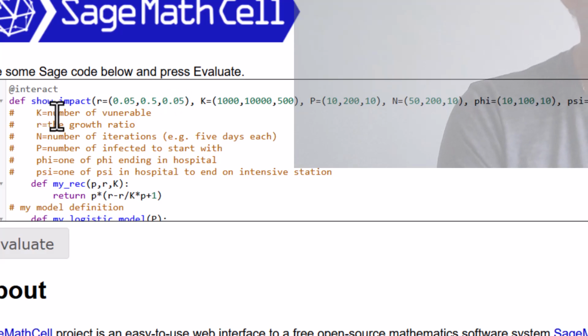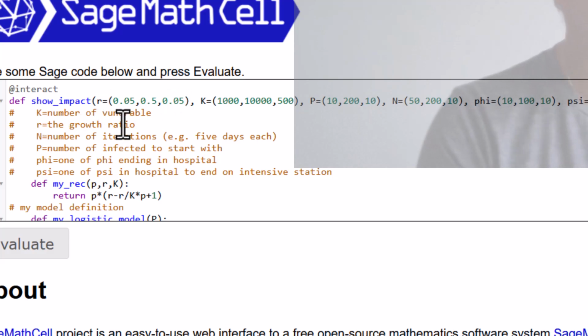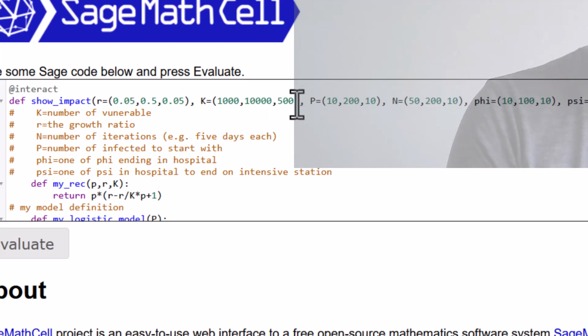And now what the parameters say: K is the number of vulnerable people in the population. I was working on that when COVID was, well, I was trying to reflect a simple model for COVID spreading in the Czech Republic. So K was something between 0 and 10 million, and I'm counting in thousands. So therefore you see it's just what's here. So from 1 million to 10 million, jumping by 500,000.